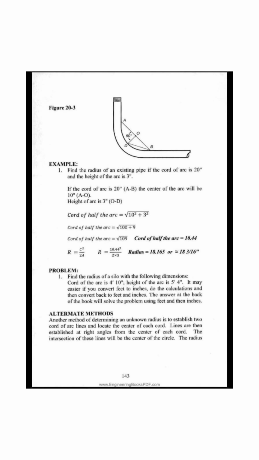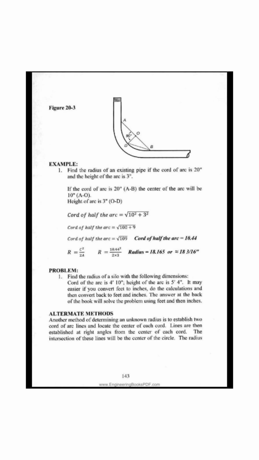The radius can be found of an existing pipe as shown in figure 20:3 by using the same procedure as outlined for the curved roof, figure 20:1, or the silo, figure 20:2. Example 1. Find the radius of an existing pipe if the chord of arc is 20 and the height of the arc is 3. If the chord of arc is 20 inches, AB, the center of the arc will be 10 inches, AO. Height of arc is 3 inches, OD.